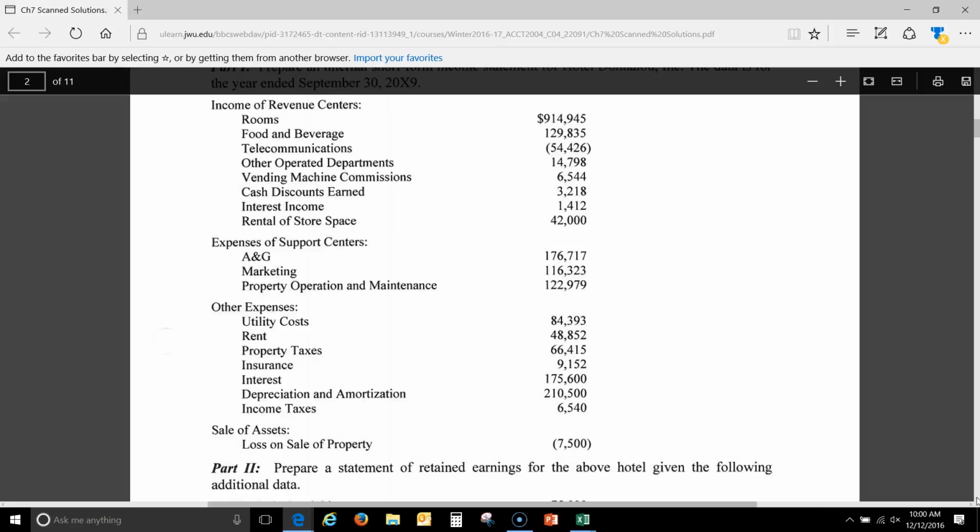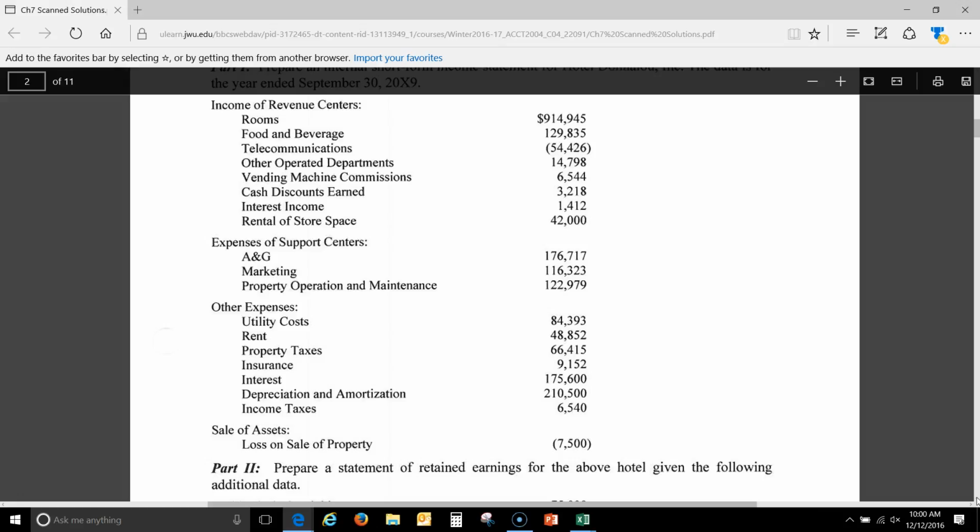Okay, so then at that point, we add up that grouping, subtract that from our income before fixed charges, and what is that number called? Income before income taxes and gain. Good. On sale. Good. So then the only other things that we've got left here are the income taxes and the gain. So does the gain or the income tax show up first? The gain shows up first.